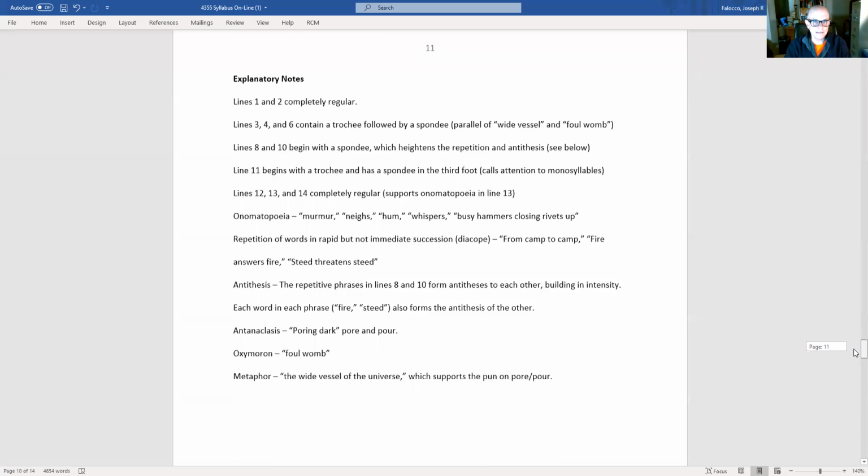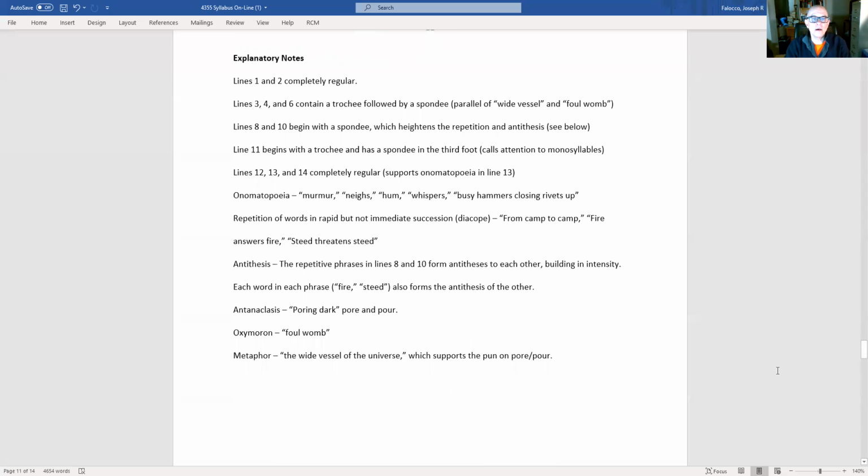We talked about the antithesis. We have the pun, paronomasia, "pouring dark," the pun between P-O-R-I-N-G and P-O-U-R-I-N-G. And the pun there works with the metaphor I have at the bottom of the page, the wide vessel of the universe, where the darkness is kind of pouring out of the vessel. And finally, we have the odd and probably misogynistic oxymoron, "foul womb." Womb, the beginning of life, should be something good, but here it is a foul womb. All right.